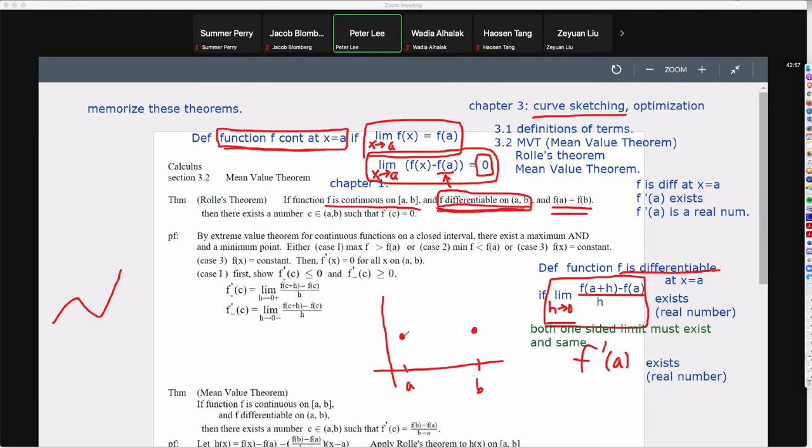So if I, let's say, draw a graph like this, it does not satisfy this condition. Because at that point right there, it is not differentiable. This case, not differentiable. So what is the way to actually draw a curve which satisfies all these conditions?